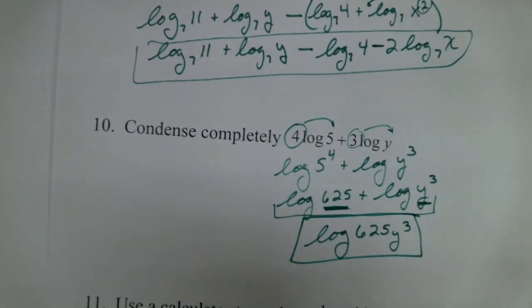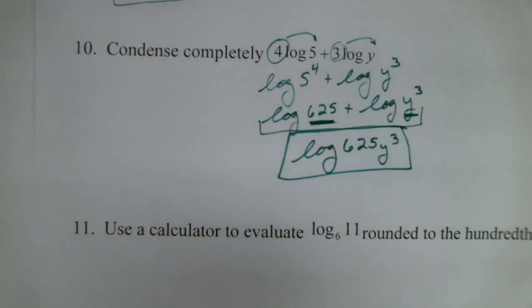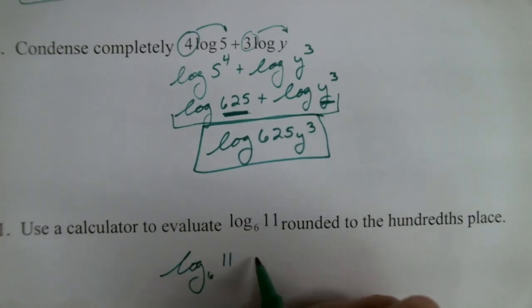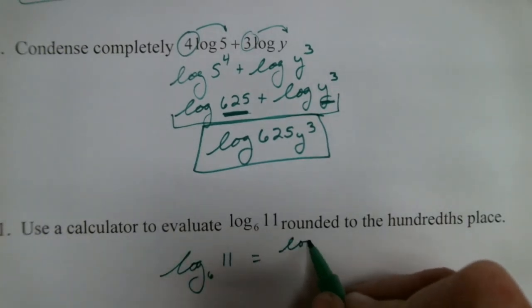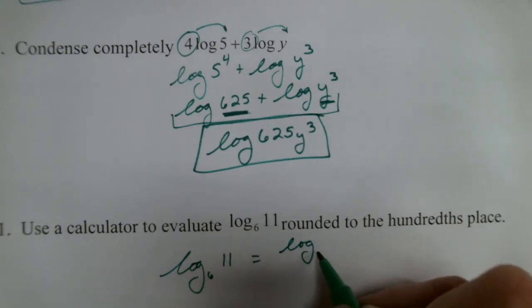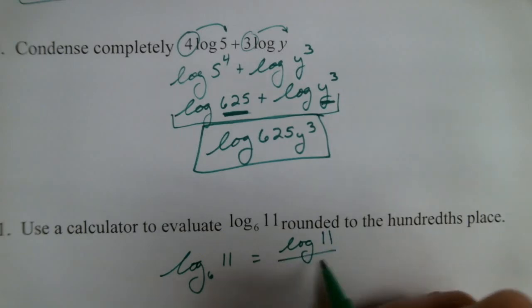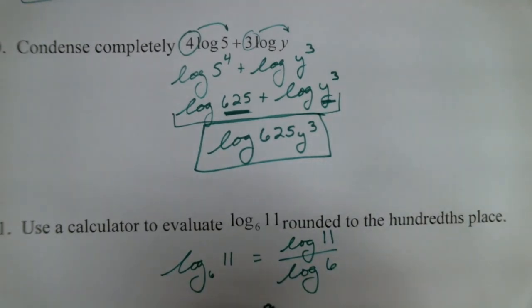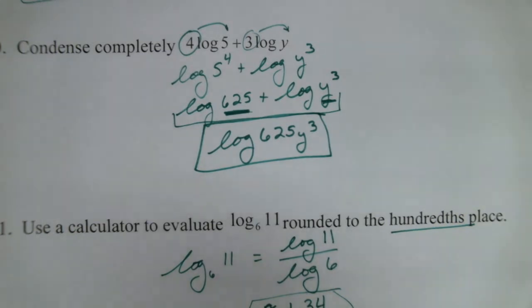Now, the last one, number 11. Use a calculator to evaluate log base 6 of 11 rounded to the nearest hundredths place. Log base 6 of 11, use the change of base rule. You can do it in your calculator using log base 10, or just the LOG key, of 11 divided by the log of 6. Okay. All right. Punch that in your calculator, and you should get about 1.34. Okay. Before I round it to hundredths place, it was 1.338, but then that rounds to 1.34. All right. Good luck.